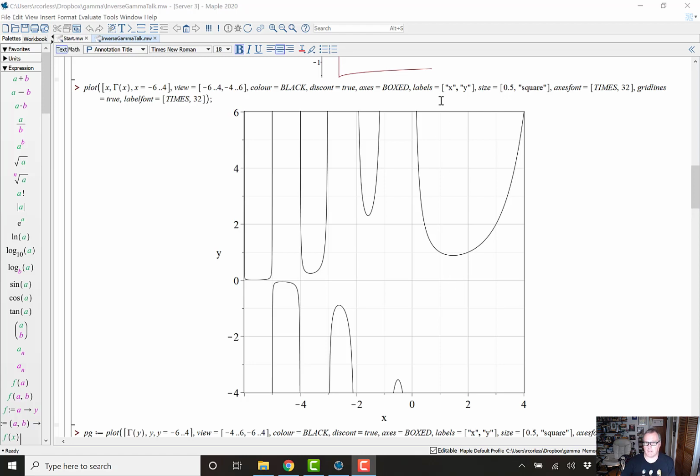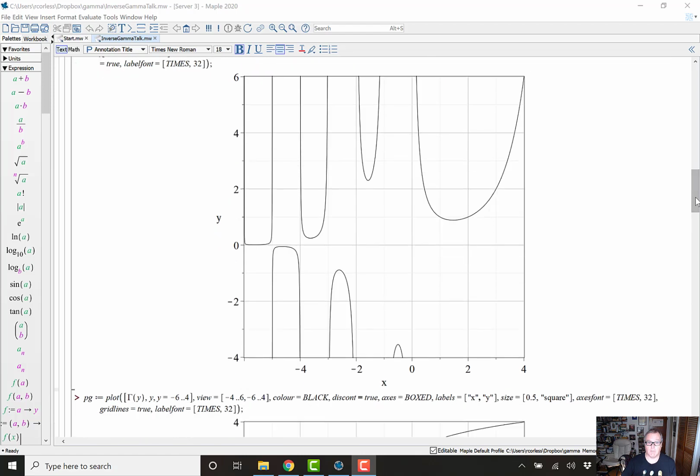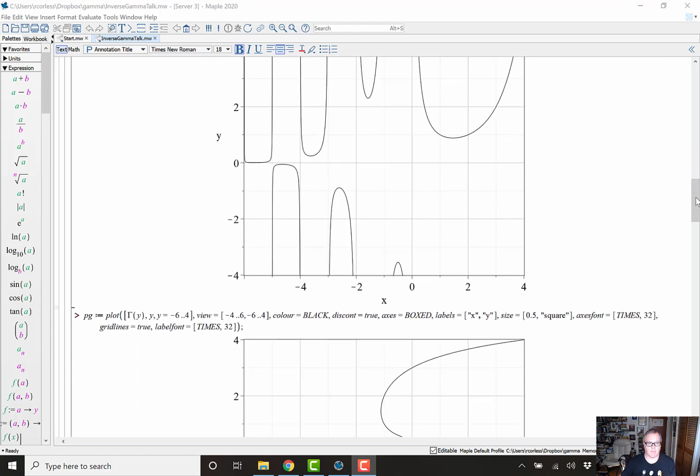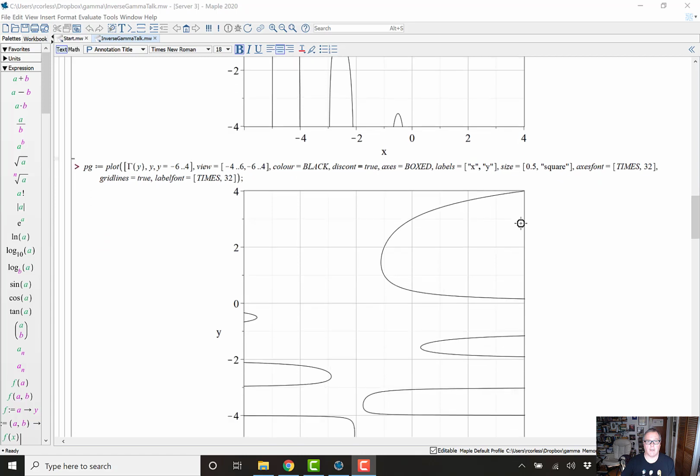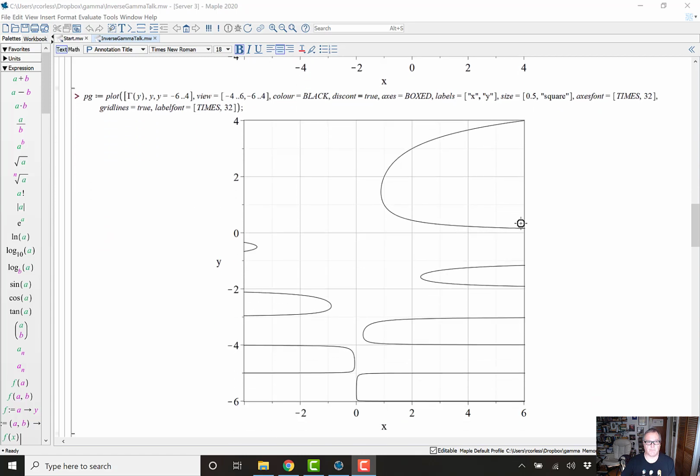The main thing is that this is a true function. So given a value of x, there's only one value of y, at least in terms of real values. The reciprocal gamma function is entire. But let's look at the functional inverse of gamma. To do that in Maple, we just interchange x and y in a parametric plot. So here we plot the functional inverse.